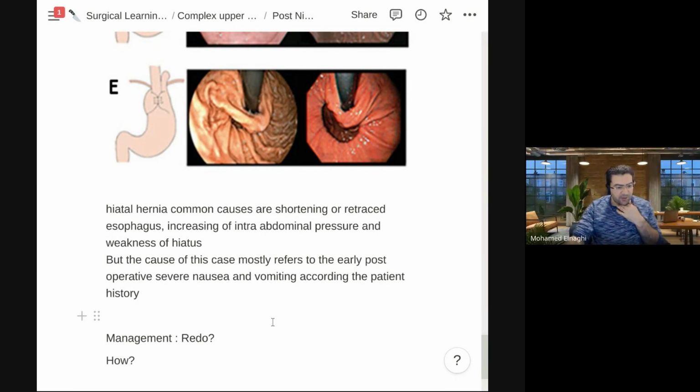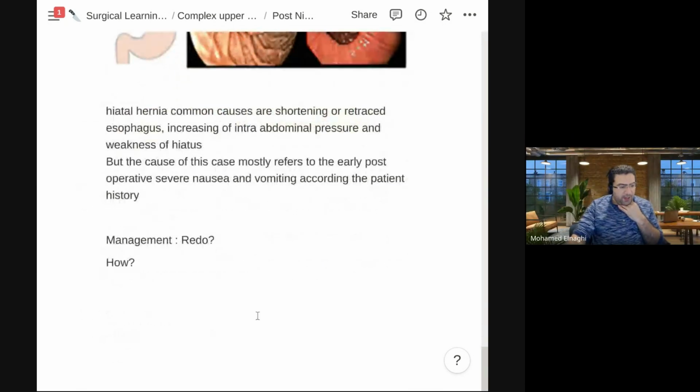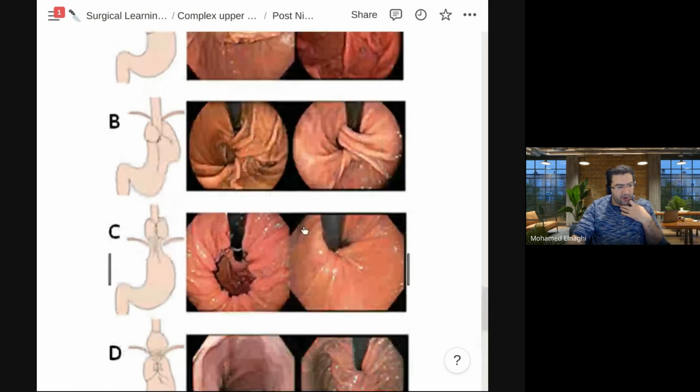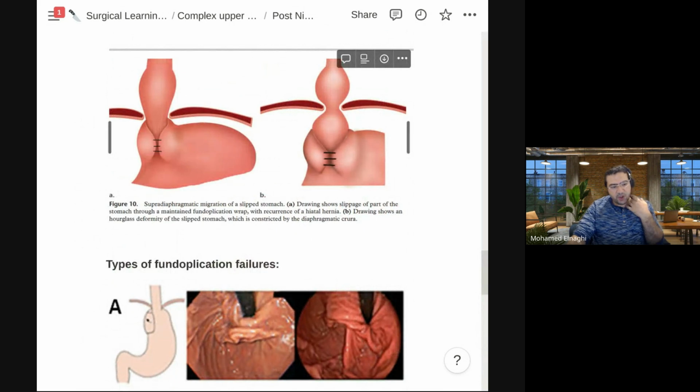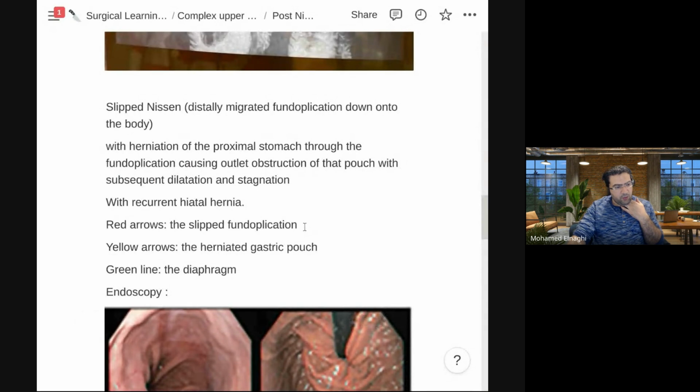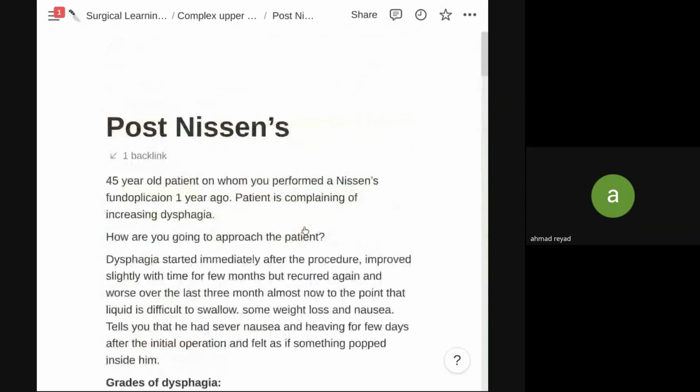Okay. Yeah, fair enough. I think this is the main point from this scenario: just identify types of fundoplication failures and discuss redo fundoplications. Yeah. All right.